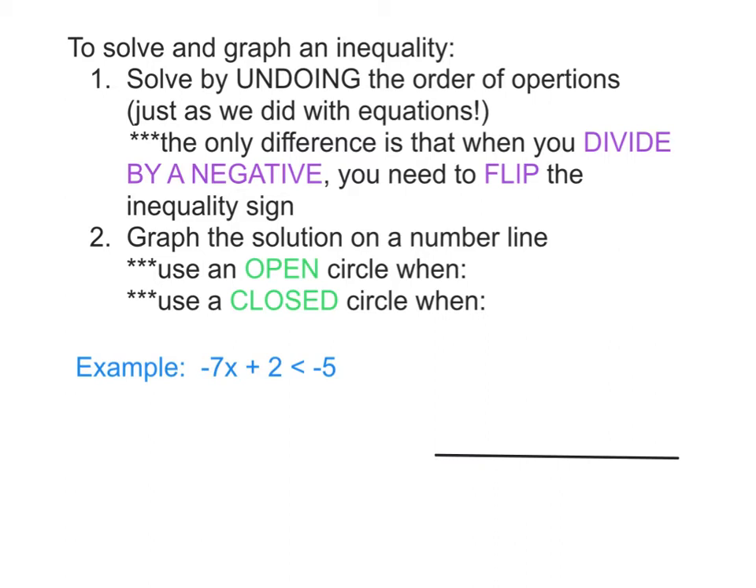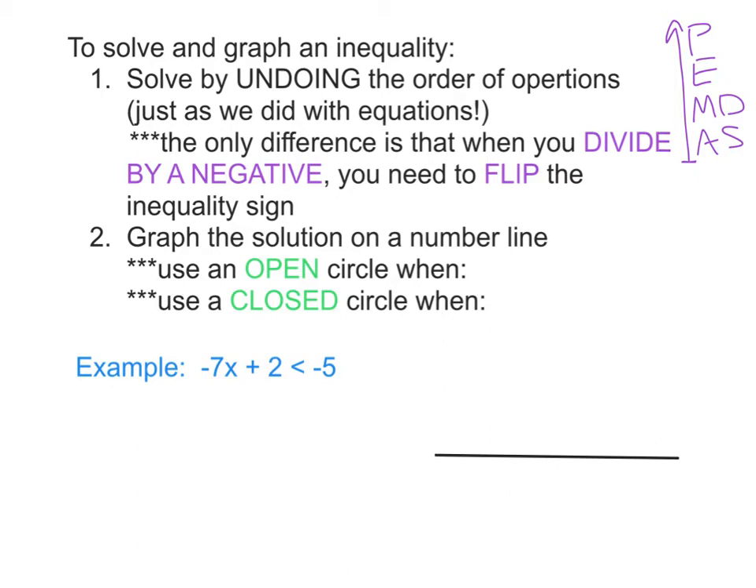Okay, so to solve and graph an inequality, here are the steps. First of all, we solve by undoing the order of operations, just like we did with equations. Remember, the order of operations are parentheses, exponents, multiply, divide, and add and subtract. And undoing them means we're going to start here and work our way this direction. The only difference, and this is pretty important, is that when you divide by a negative, we're going to need to flip the inequality sign. And I'll show that in at least one example.